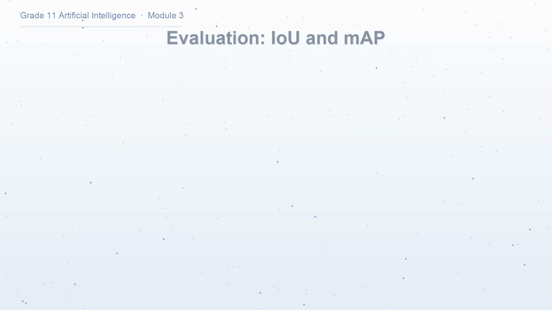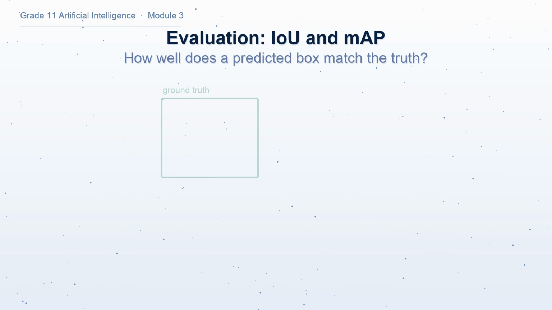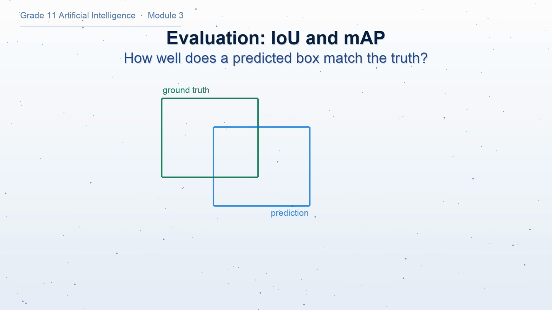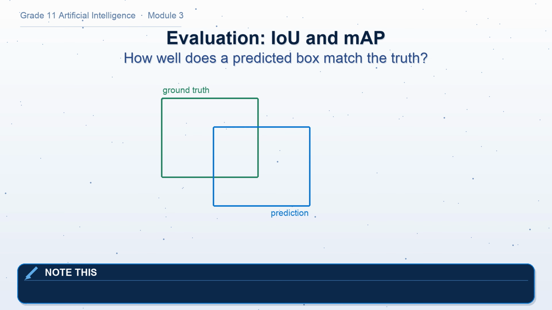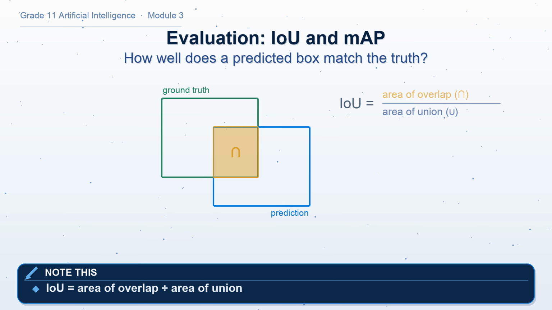Once a model is trained, how do we judge it? How do we measure whether a detected box is any good? We compare the predicted box with the true box using intersection over union. The intersection is the area where the two boxes overlap, shaded here. The union is the total area the two boxes cover together. Intersection over union is simply the overlap divided by the union. A perfect match gives 1, no overlap gives 0. We usually count a detection as correct if this value is at least a threshold, often 1/2.